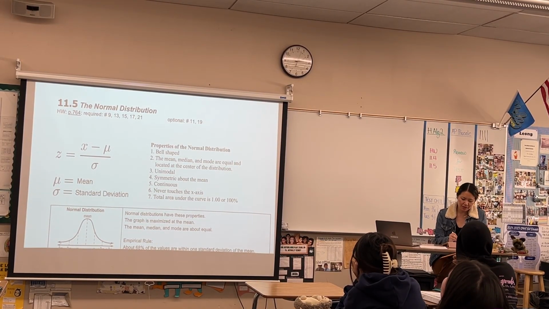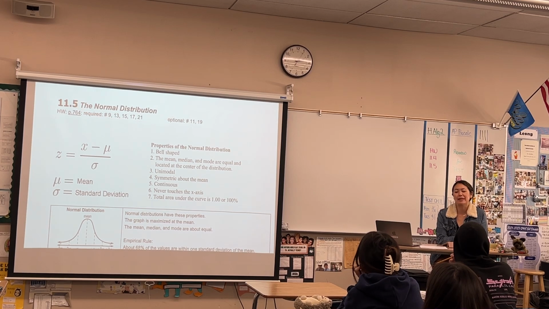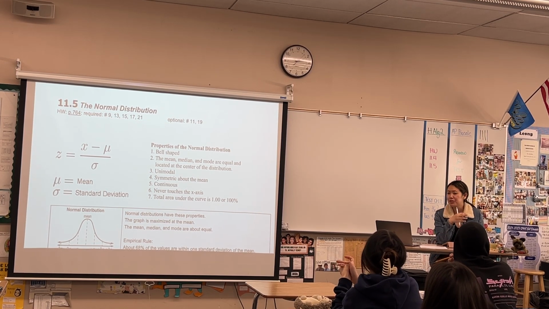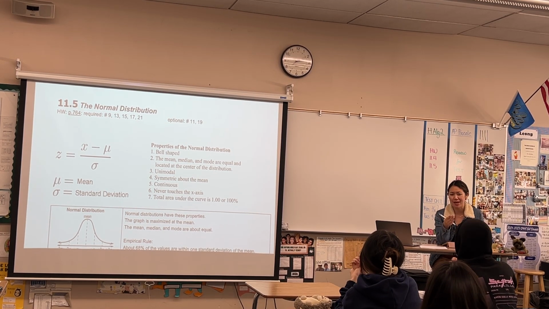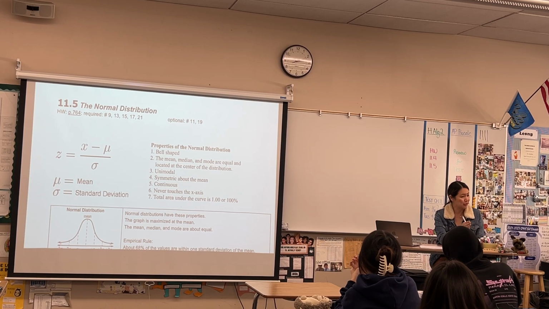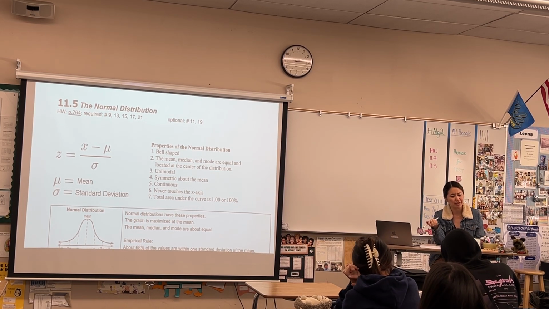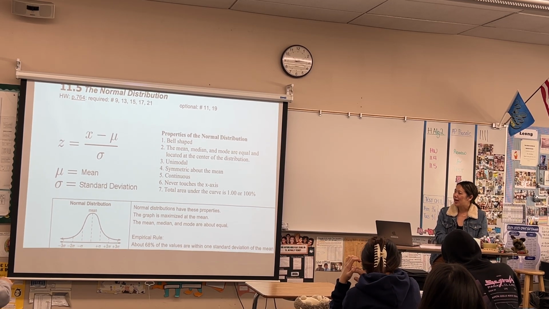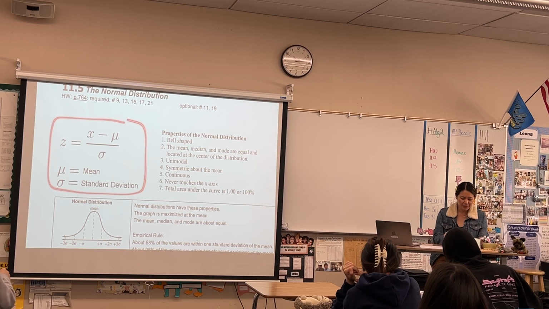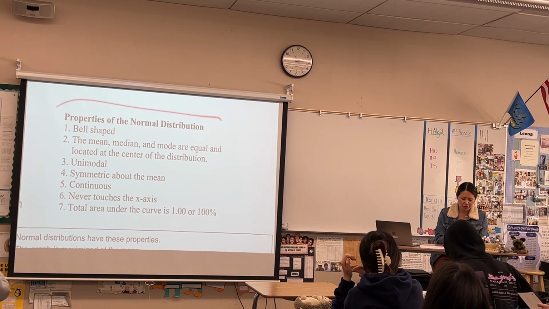11.5, we're going to be talking about the normal distribution. Our previous lesson was talking about the binomial distribution, which had a discrete variable, right? This is a continuous variable distribution. So it's going to be slightly different. Let's talk about properties of a normal distribution.